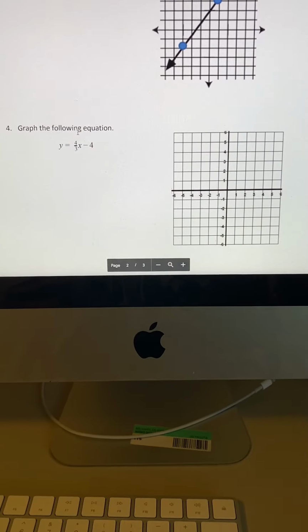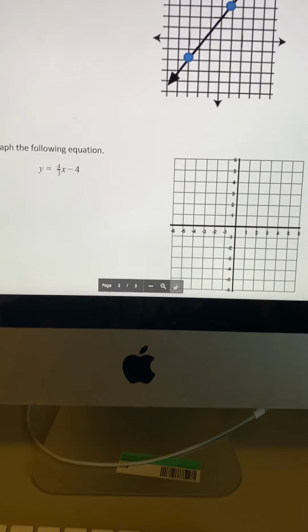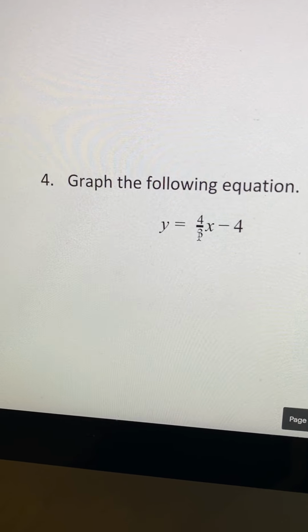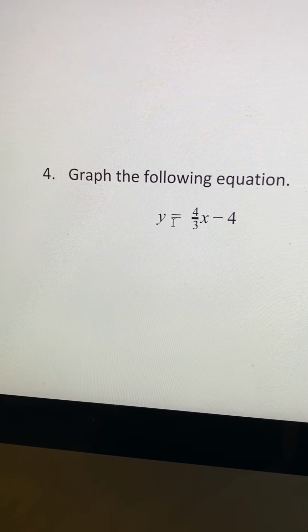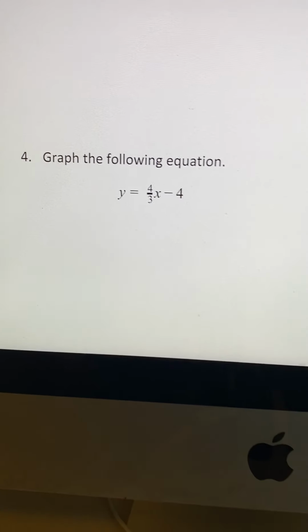Okay, graph the following equation. Let me zoom in here for a second. Graphing the following equation on this problem, you've got y equals mx plus b. Y is equal to the slope times x minus the y-intercept.